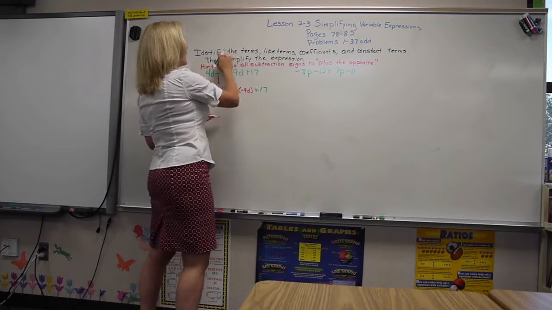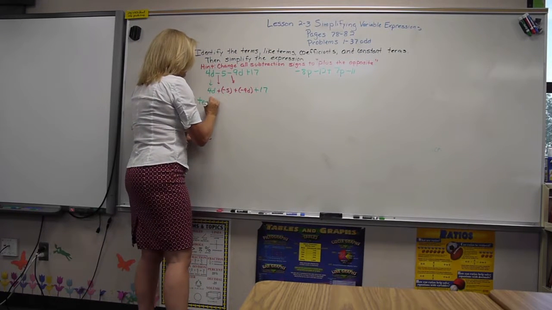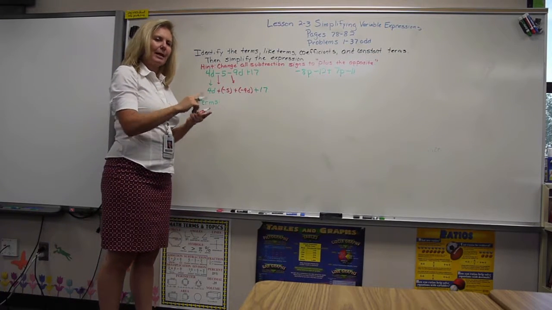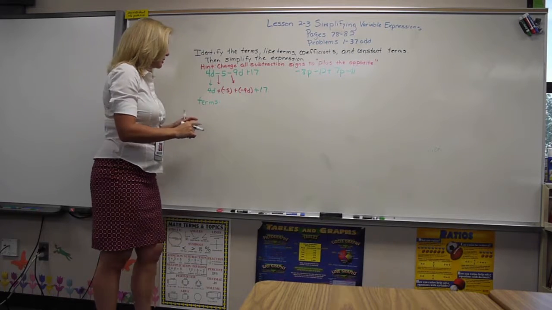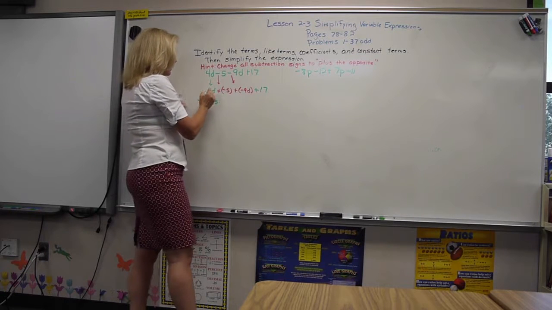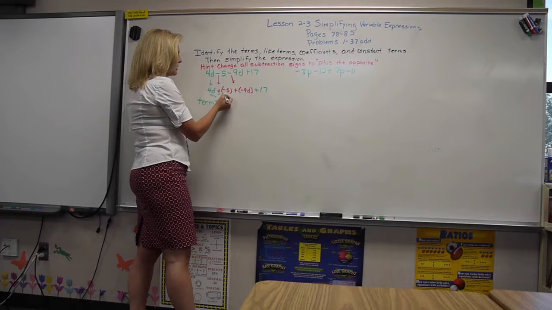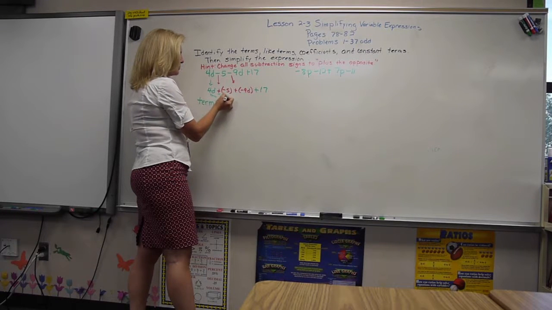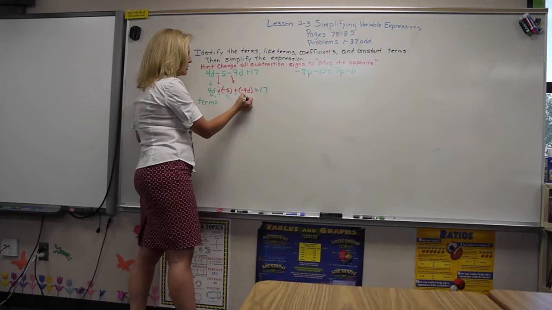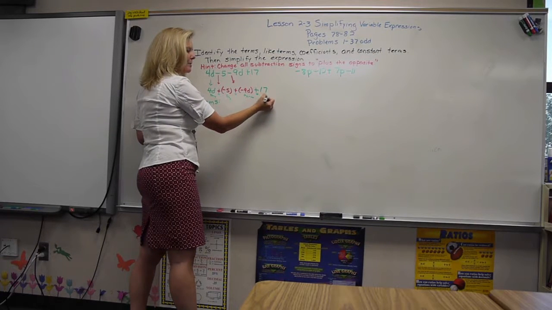So now they said identify the terms. So on my homework, I'm going to write terms. And remember, terms are those things that are separated by addition and subtraction signs. So multiplication is not two separate terms, but I see this as my first term. Now I see my addition sign, so whatever follows it has to be a term. I see an addition sign, so whatever follows it has to be a term. I see an addition sign, so whatever follows it has to be a term.